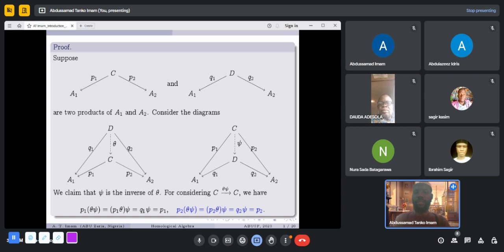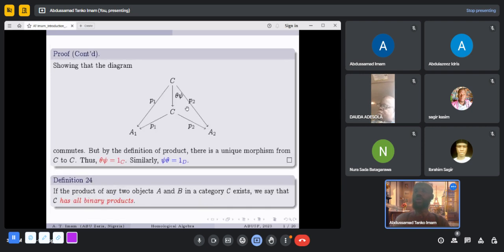But then Q1 after psi is P1, because psi composite Q1 is P1 by the commutativity of this second diagram. So this composite is P1. And you can do the same analysis here. You see that P2 after psi after theta after psi is P2. And so what these two equations are saying is that this diagram is commutative.